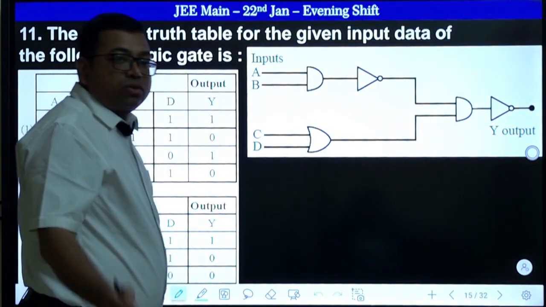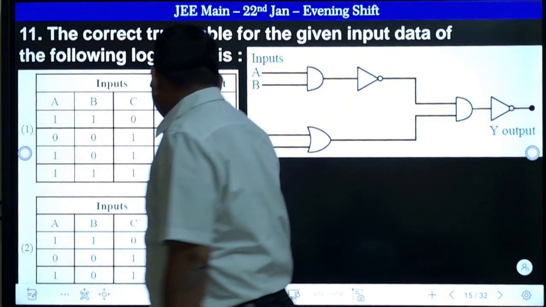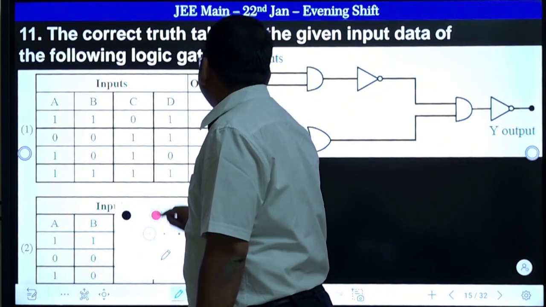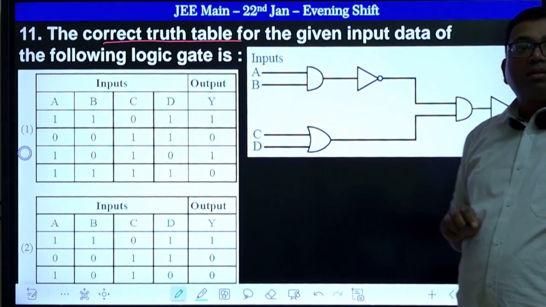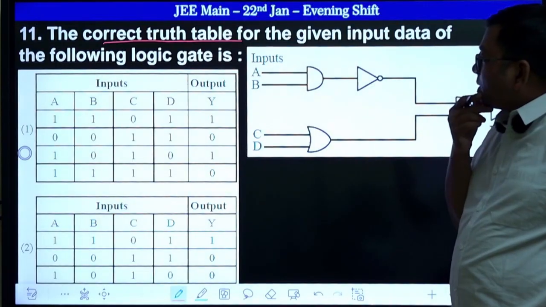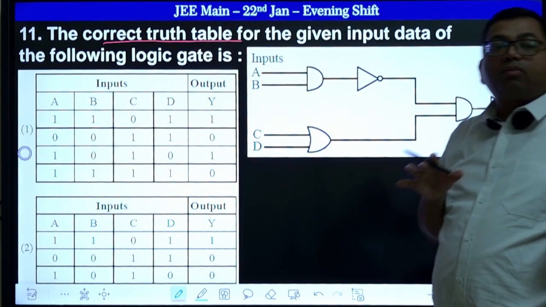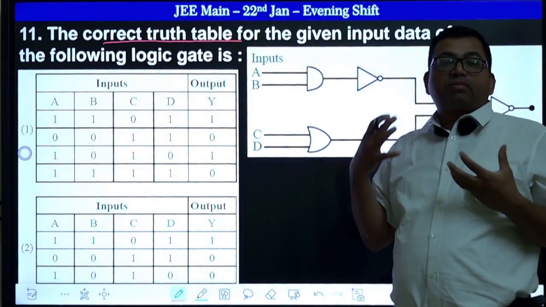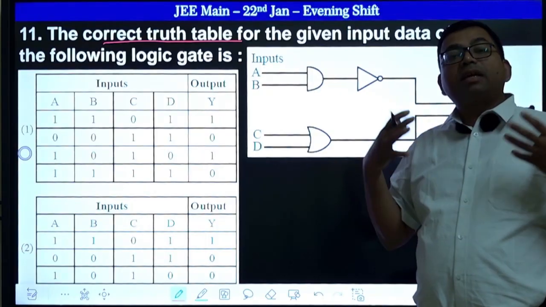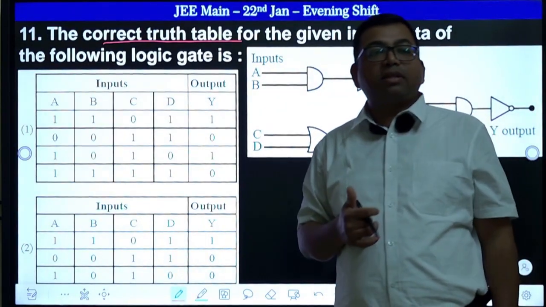Okay, let us take this question. We have to find the correct truth table for the given input data. So first of all, what we can do is we should try to find an expression for this. Let us try to calculate the expression.